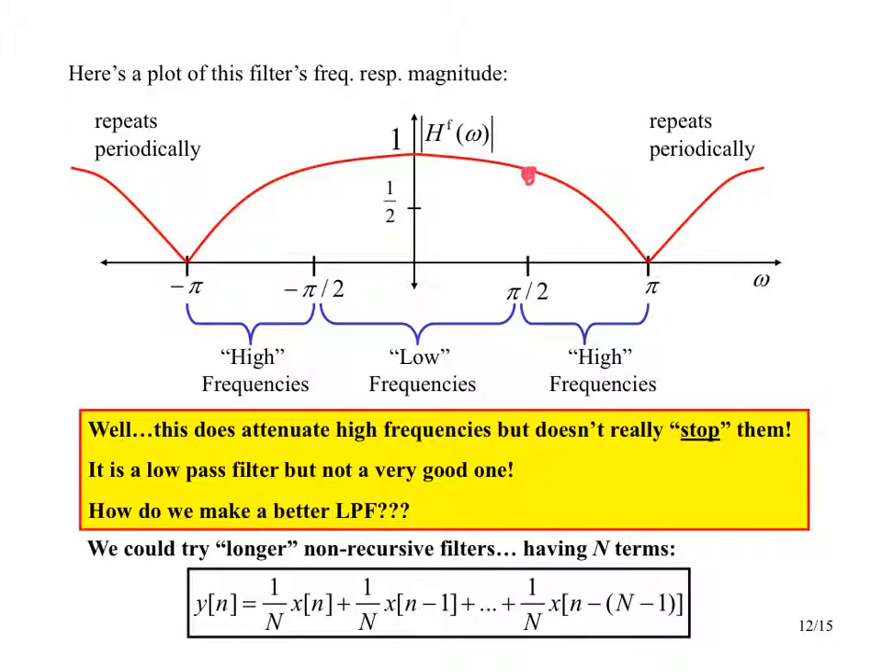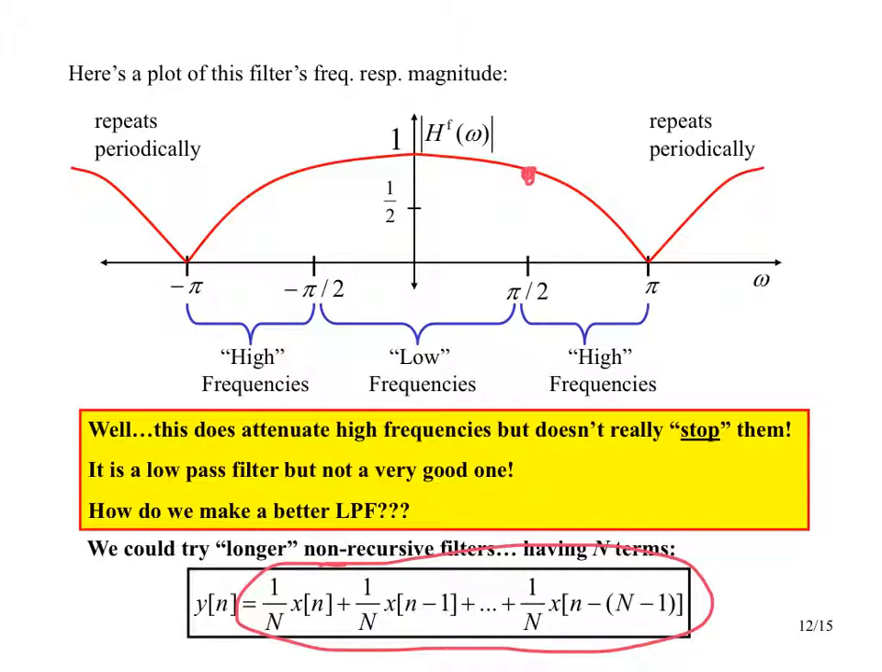So how do we make better filters? Well, let's just play a simple trick right now and say, well, maybe if we average together more samples. So instead of adding together 2 and dividing by 2, let's add together n subsequent input samples, and divide by n.